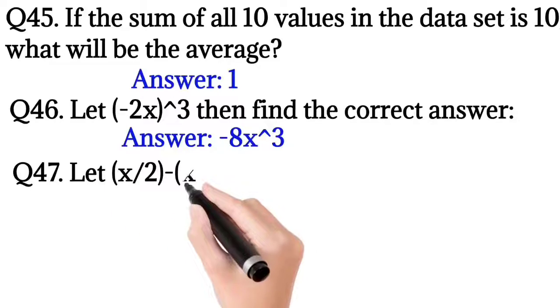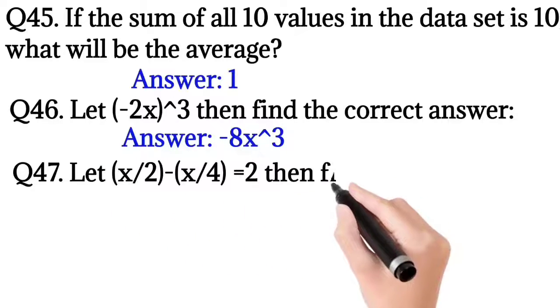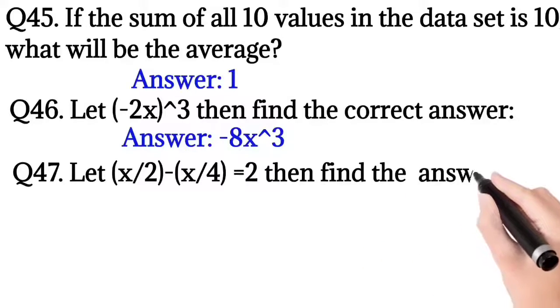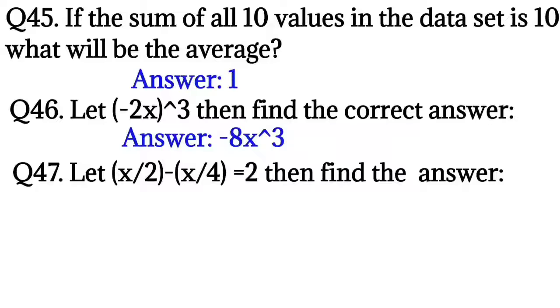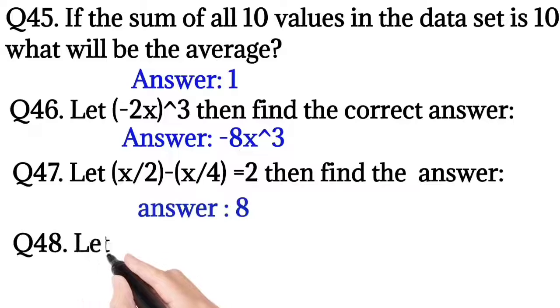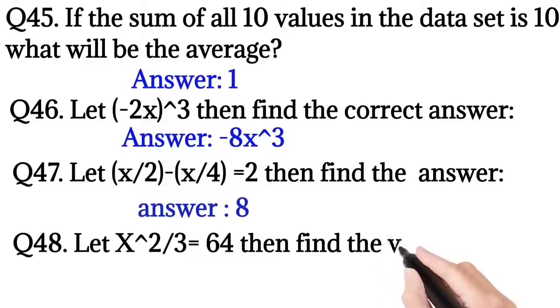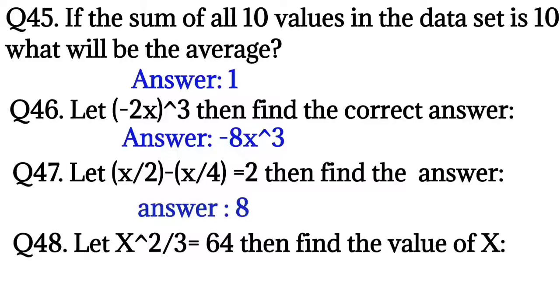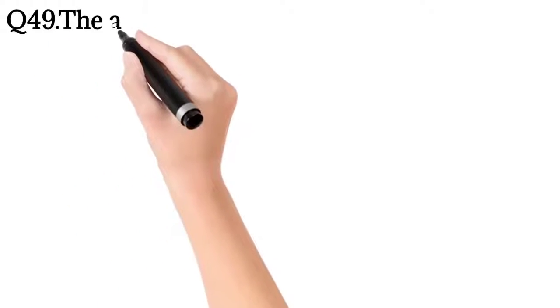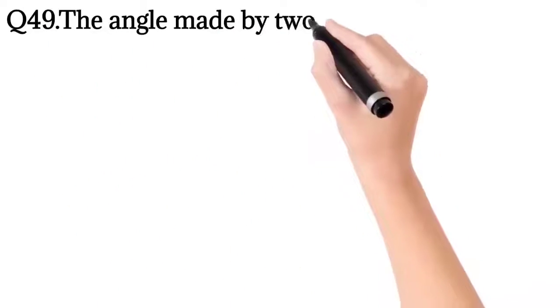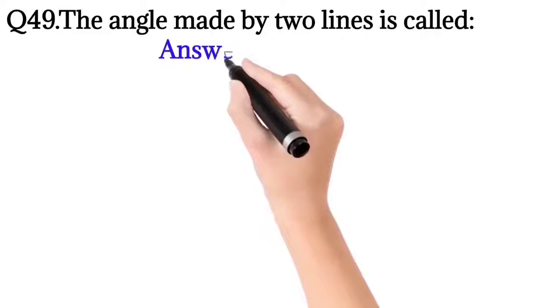Question number 47. Let x divided by 2 minus x divided by 4 is equal to 2, then find the answer. So the answer is 8. Question number 48. Let x power 2 divided by 3 is equal to 64, then find the value of x. So the answer is 16. Question number 49. The angle made by two lines is called rays. So the answer is rays.